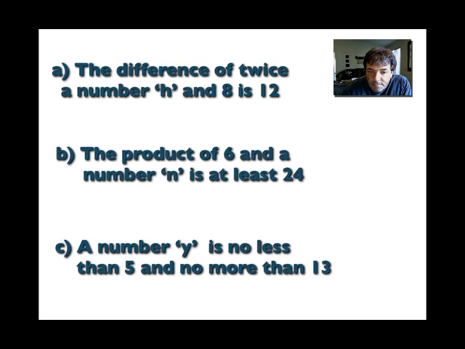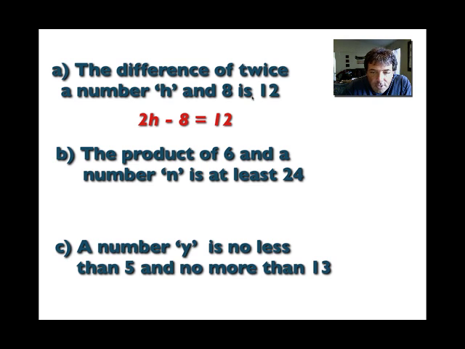So the first one's an equation. And when you see the word is, you're dealing with an equation. Is means equals. So this says the difference of twice a number, h, and 8 is 12. Meaning we're going to multiply h by 2 and then subtract 8 from it, and that's going to be equal to 12. So when we write this out, what we're going to wind up getting is 2h minus 8 equals 12. If we read it again, the difference of twice a number h, that's 2h. Difference means we're subtracting 8, 2h minus 8, is equals 12.